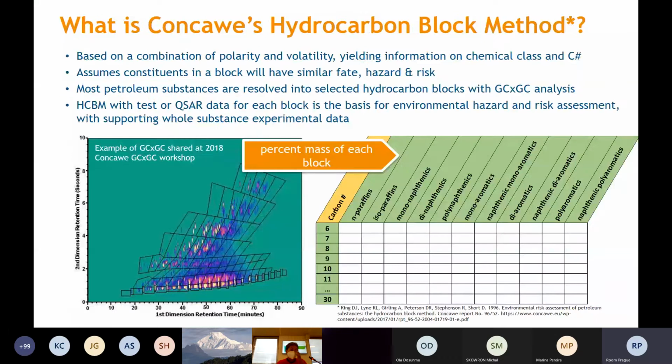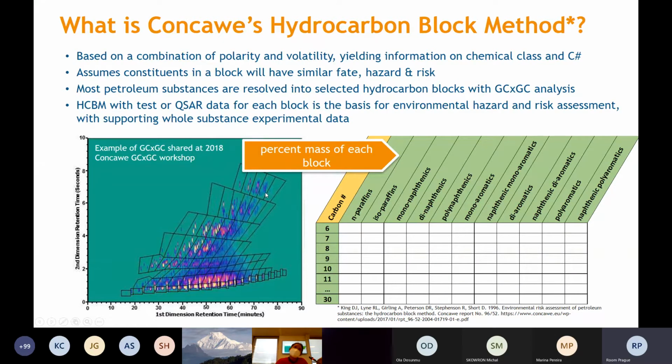So I'm going to give a little bit more detail on how we do our block separation. So as mentioned before, polarity and volatility are the two axes that allow us to separate our constituents by chemical class and carbon number. Let me just drop down to the diagram here. So if this whole thing would be one petroleum substance, we can then divide it up into blocks.